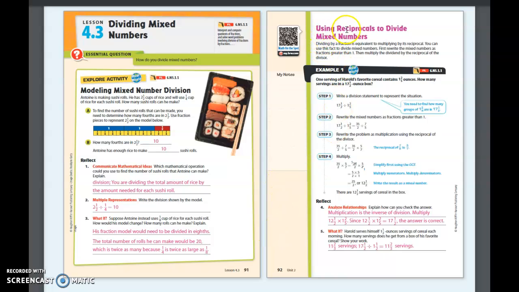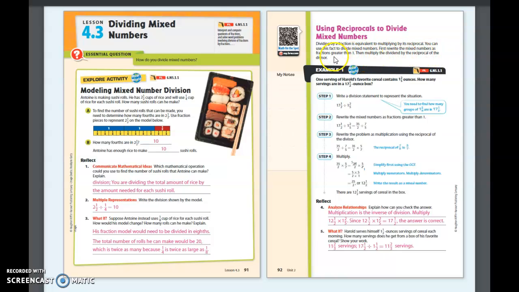On the other side here, we have using reciprocals to divide mixed numbers. Dividing by a fraction is equivalent to multiplying by its reciprocal. You can use this fact to divide mixed numbers. Just first rewrite the mixed numbers as fractions greater than 1, and then multiply the dividend by the reciprocal of the divisor.